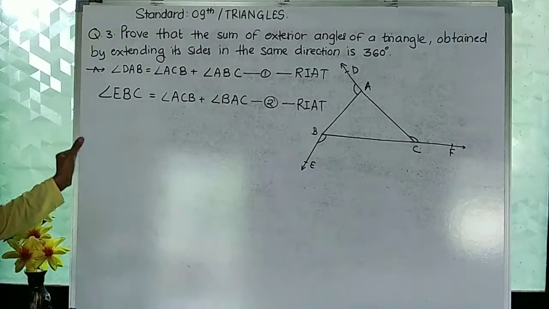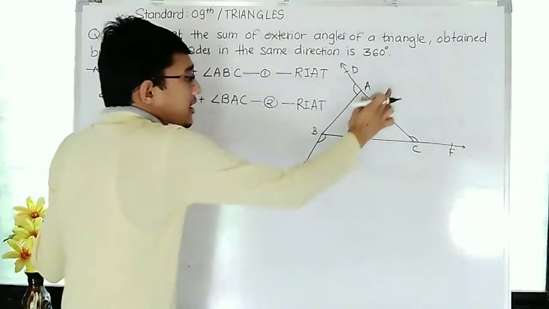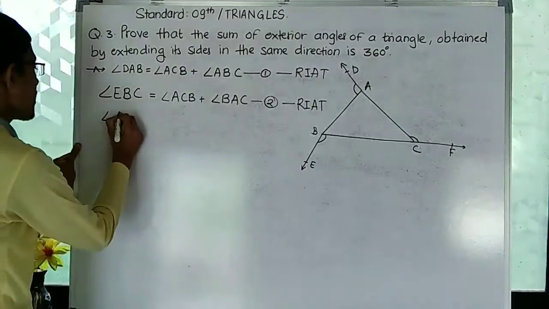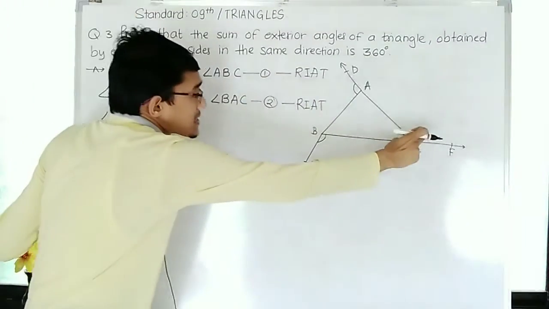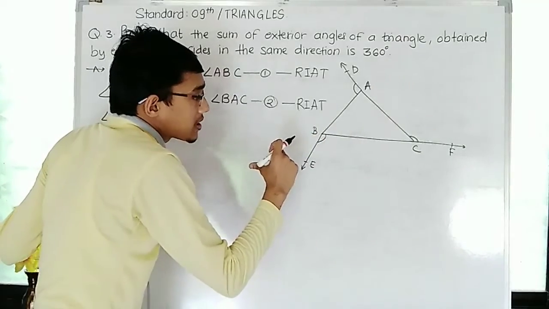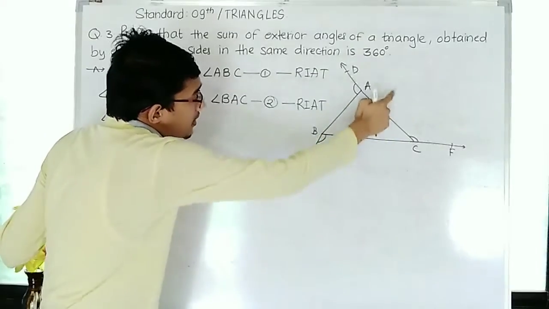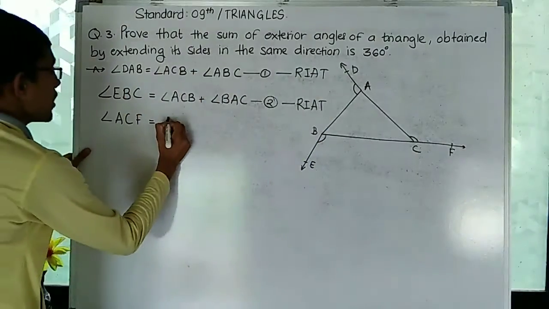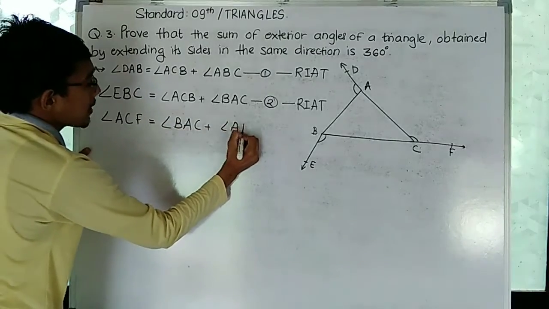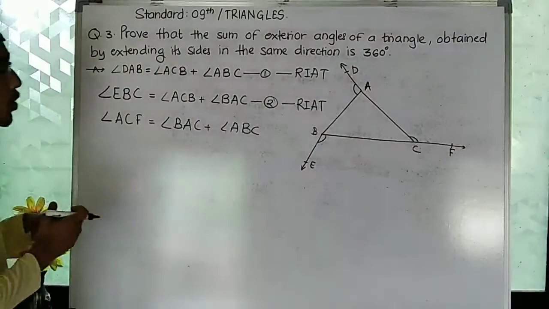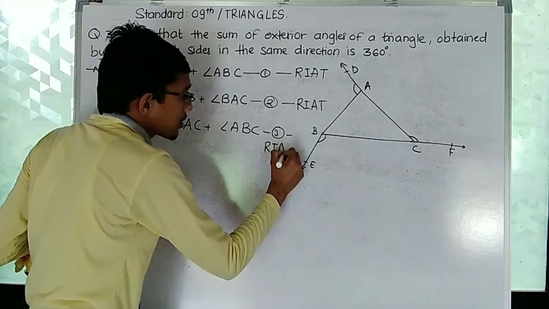Okay, then I will take the third exterior angle, that is angle ACF. So angle ACF is equal to, now for this exterior angle, my remote interior angles are angle BAC and angle ABC. Okay, so angle BAC plus angle ABC. Okay, this is my equation number 3 and the reason is going to be the same, remote interior angles theorem.